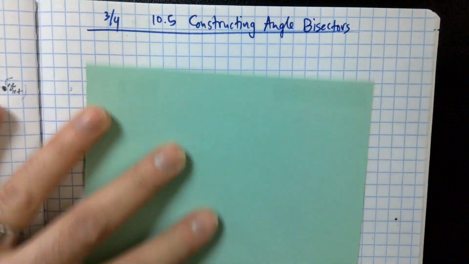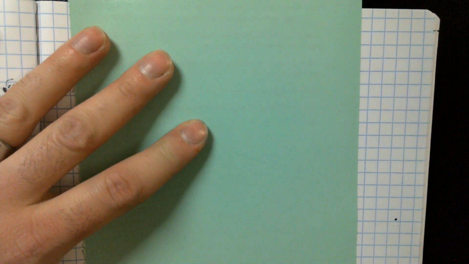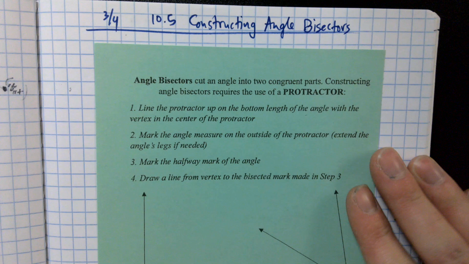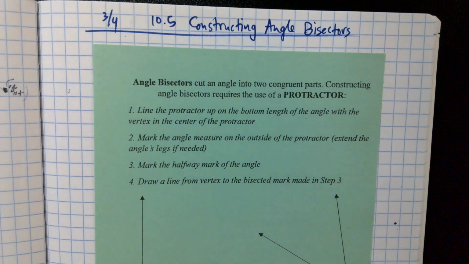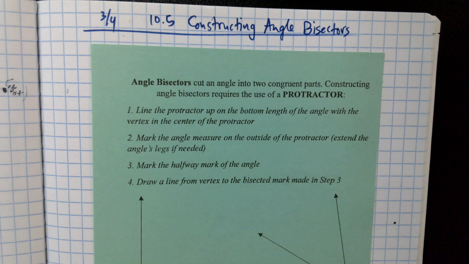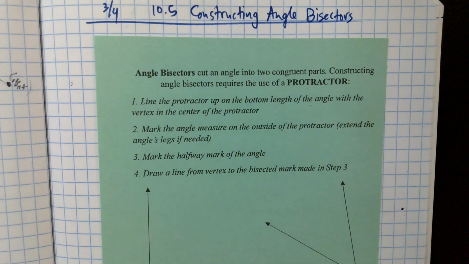Can someone remind me real quick, what does a bisector do? Cuts in half. Thank you, Christian. It absolutely does. Bisect. Bi meaning two, sect meaning pieces. So a bisector cuts something into two even pieces. Give me a thumbs up if that makes sense. Cool. We already did bisectors yesterday, right?